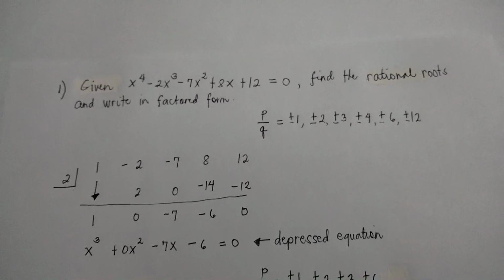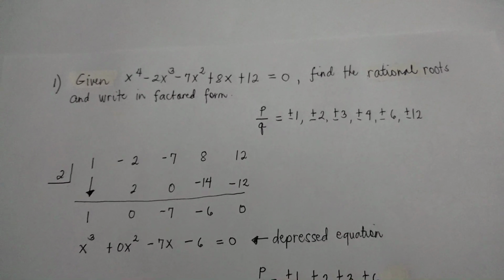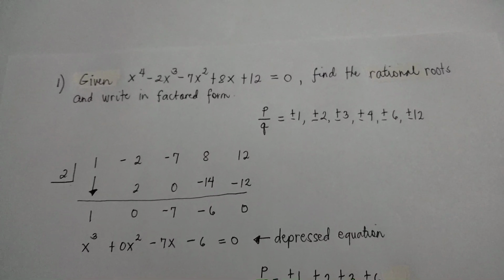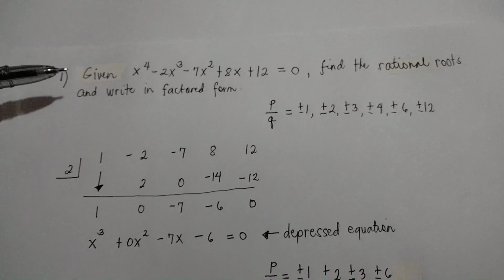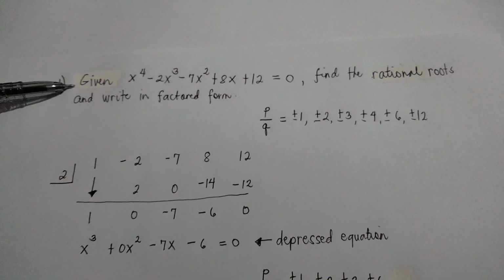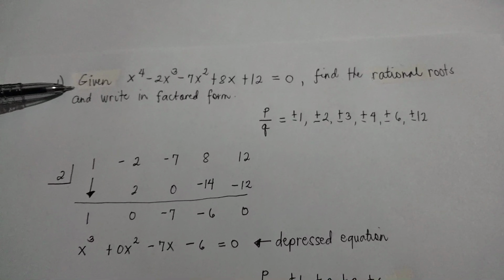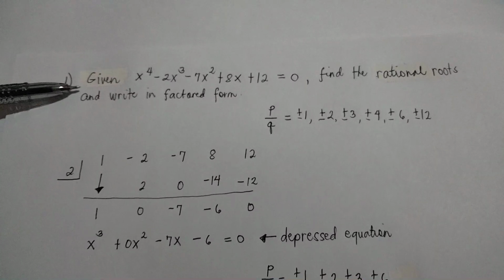Good day, everyone. Today, you will learn how to find rational roots given the polynomial equations and how to write it in factored form. Let's try this. Given x raised to 4 minus 2x cubed minus 7x squared plus 8x plus 12 equals 0, find the rational roots and write in factored form.